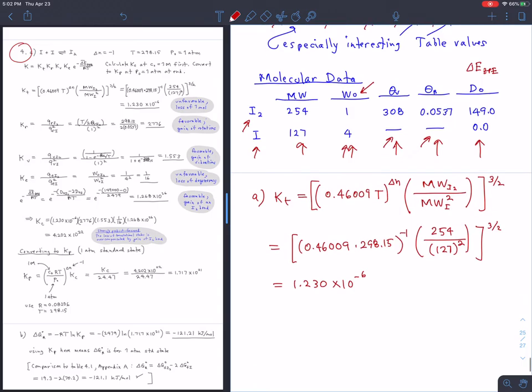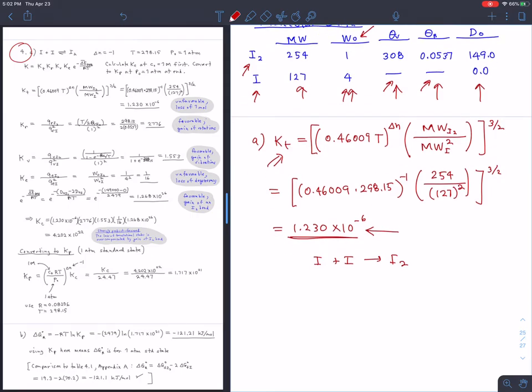Notice that it's a small number. What that means is that as far as translations are concerned, the contribution is unfavorable to the reaction. That's because, of course, we started out with 2 atoms, 2 independent particles, and we end up with only 1. So we lose 1 batch of translations in the course of this reaction, and that's reflected in this small value for Kt. Next factor is Kr.